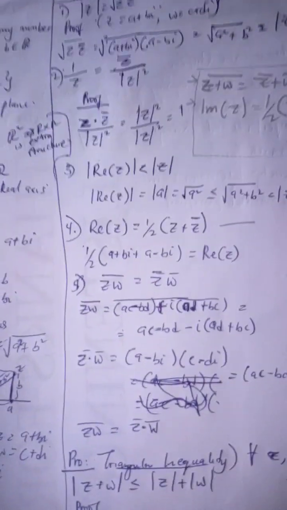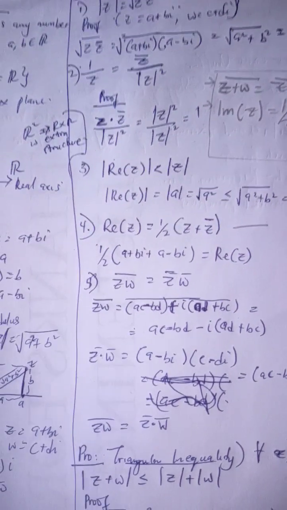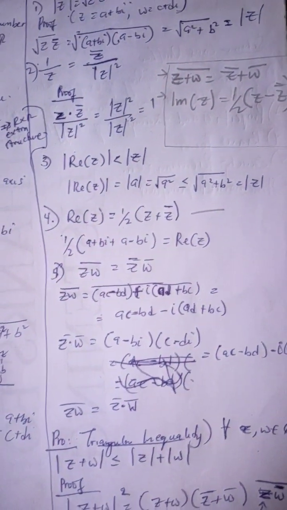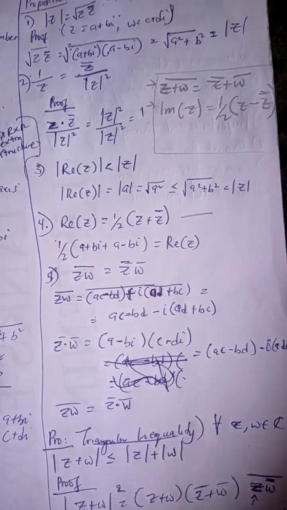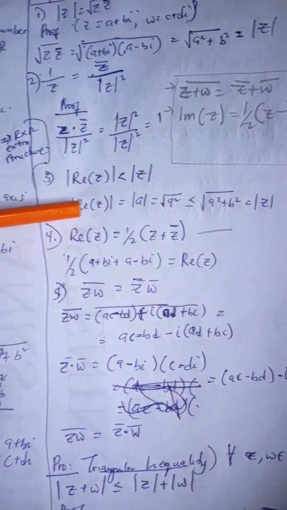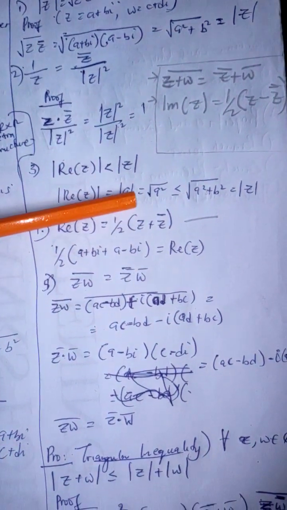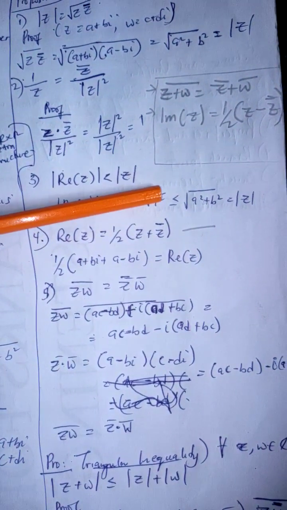Now let's look at another proposition, which is the third one. This one says the absolute value of the real side of z, you know the real side of z is ordinary a. Do you get it now? Is less than or equal to the absolute value of z. So what's the absolute value, which is the same thing as modulus? The modulus of the real side of z, which is the modulus of a, which is equal to the square root of a squared.